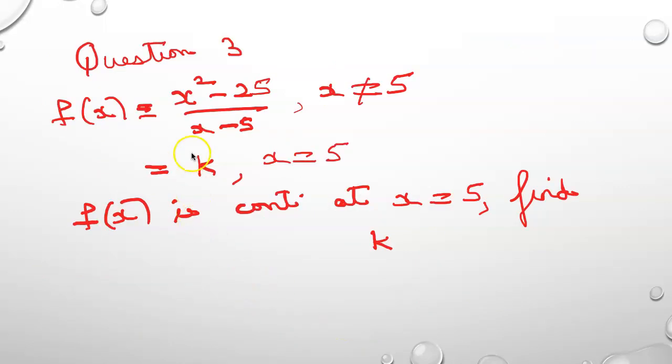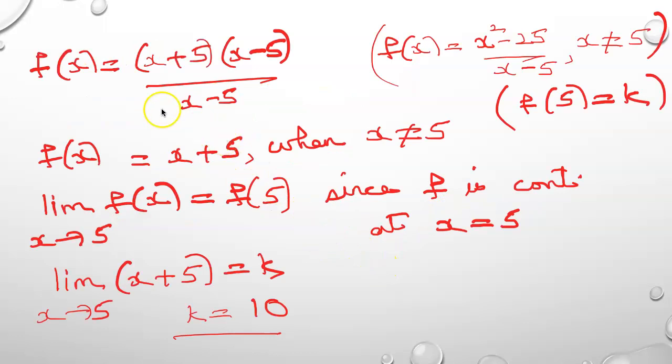Question 3. f(x) equal to x squared minus 25 when x not equal to 5, equal to k when x equal to 5. f(x) is continuous at x equal to 5. Find k. So we can factorize x squared minus 25 into x plus 5 into x minus 5. So x minus 5 cancels. So basically f(x) reduces to x plus 5 when x not equal to 5.